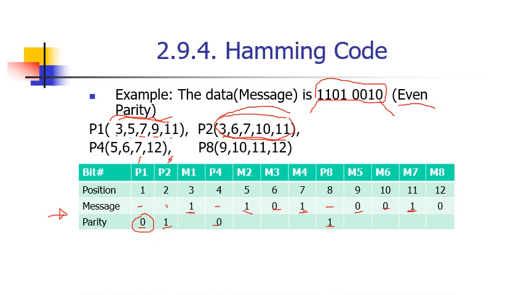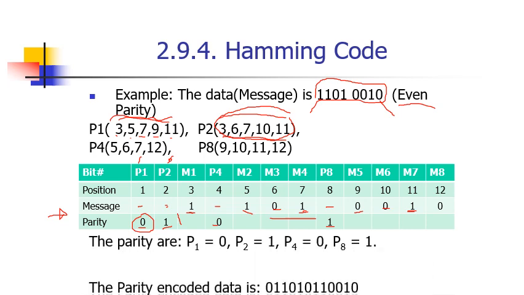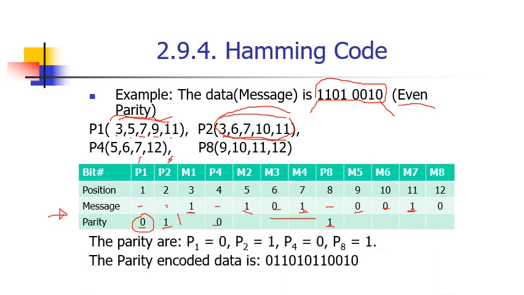Now the message to be sent with the parity would be 0, 1, 1, 0, 1, 0, 1, 1, 0, 0, 1, 0. So we place these 4 parity bits in their positions. So this is your parity encoded data. 0, 1, then 1, and so on.